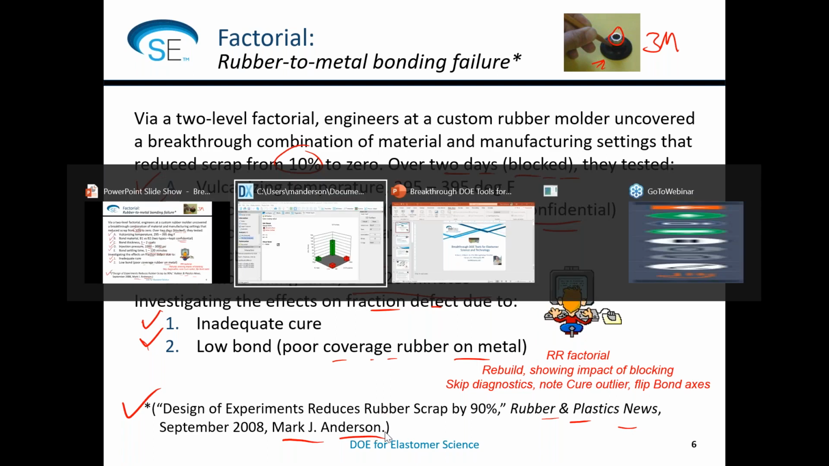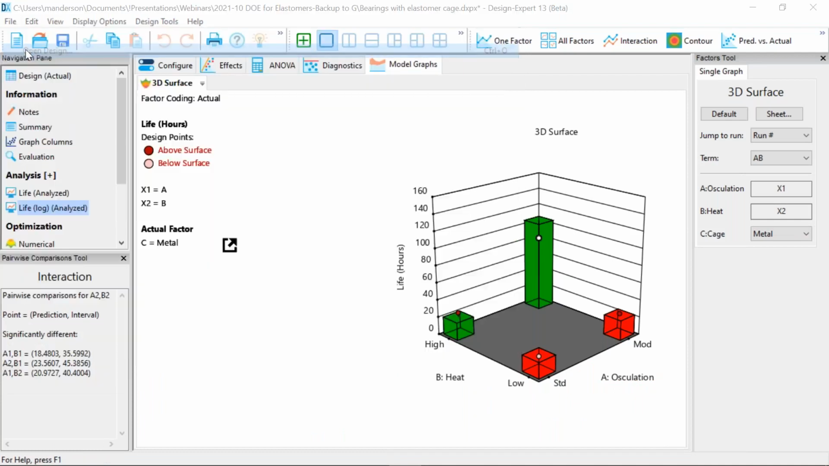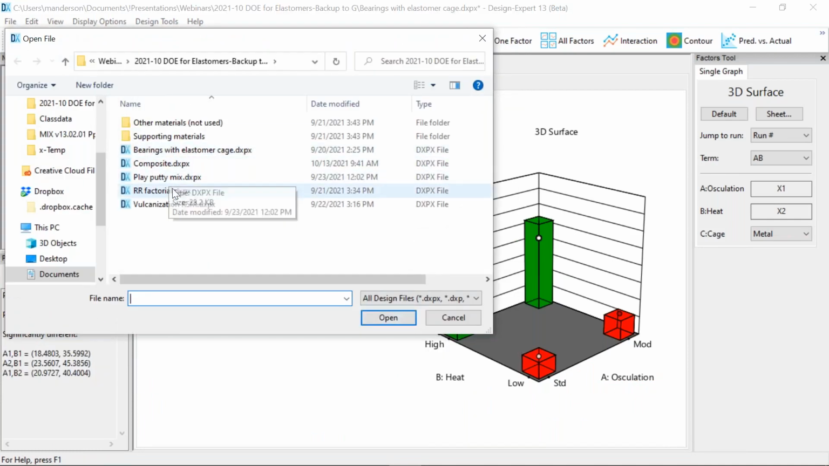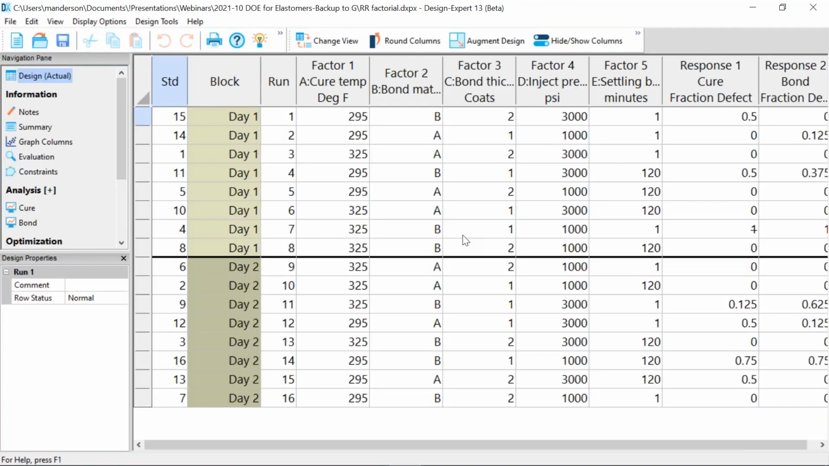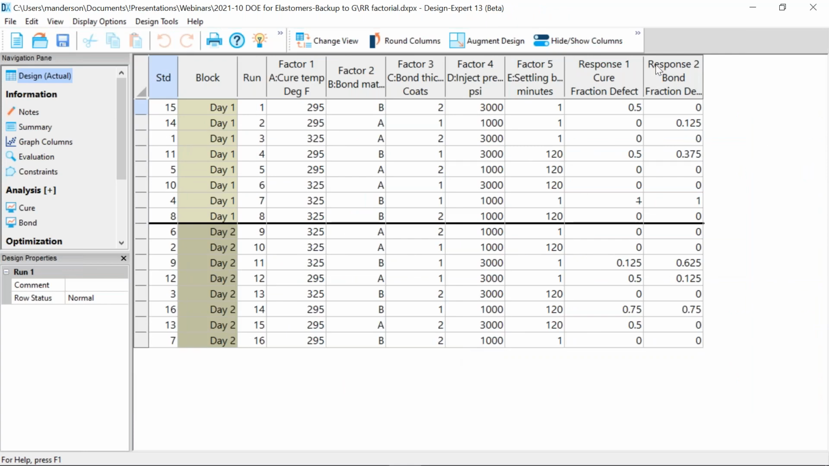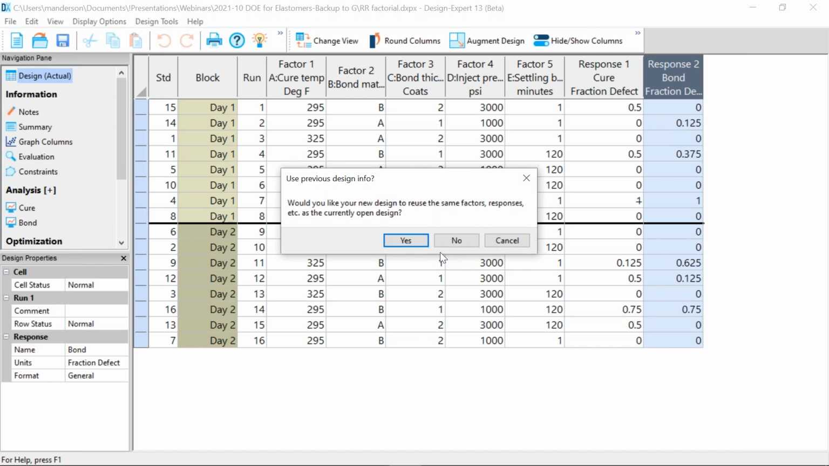So this one, I'm going to rebuild. Again, first I'm going to open up the file. So here's the final recipe sheet with the results entered in, but I'm going to go ahead and rebuild this so you can just see how this was done.